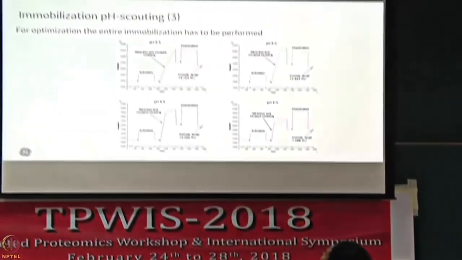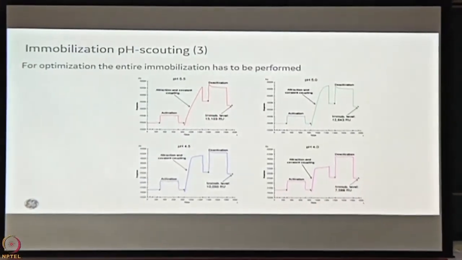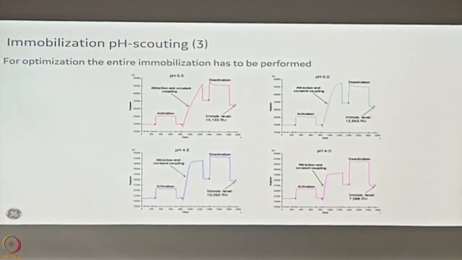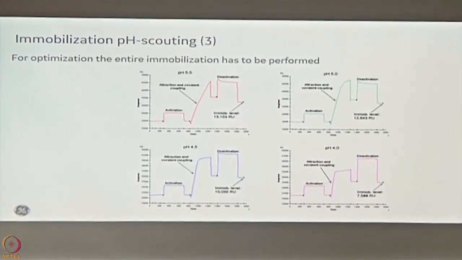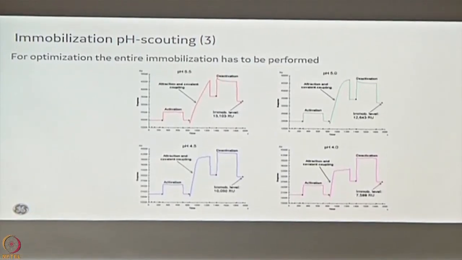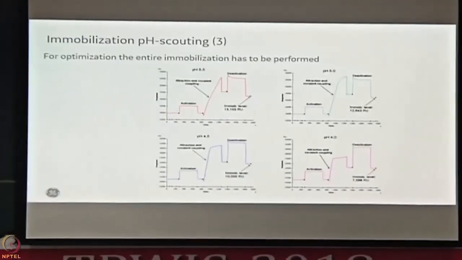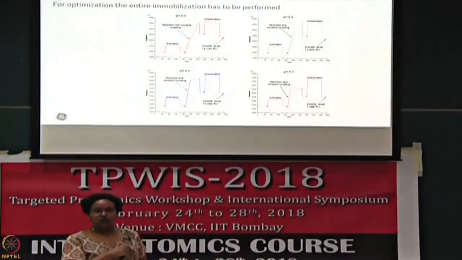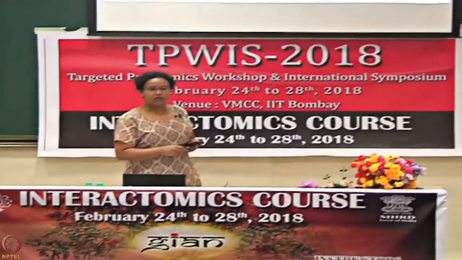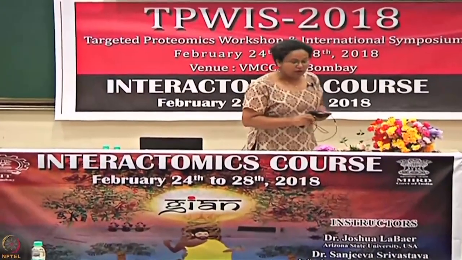And you see in pH 5.5, you get to around 13,000 RUs, and at pH 5 you get to a similar level. I mean 13.5 and 12.6, I would say they are very close to each other. At 4.5 there's a reduction, it's much less, and then at 4, it's even less. Whereas our pre-concentration earlier showed that with 4.5 and 4 it was still increasing, here you are actually attaining a much lesser RU compared to pH 5 and pH 5.5.